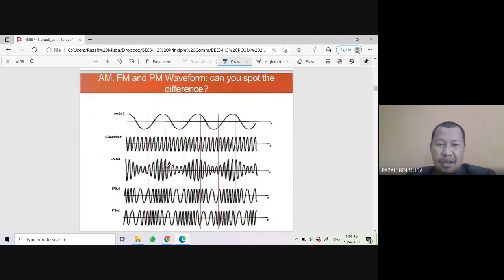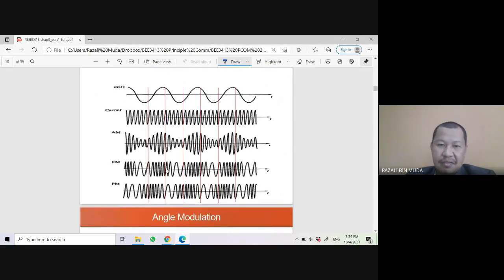AM, FM, and PM waveforms. Can you spot the difference? Given that there are several types of signal, here we have m(t). This is the information, the baseband signal, a low frequency signal. This is the carrier, a high frequency signal. And AM, we have discussed and learned about this signal in chapter 2.